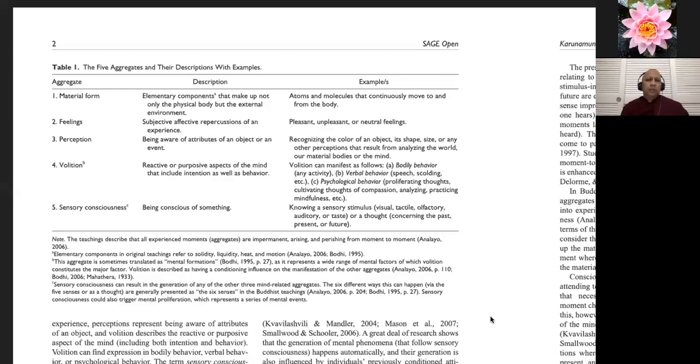Our material form, our physical body, continues to go through change. As a result, we experience aging. Our feelings, feeling is an aggregate, but it goes through constant change. Our perception goes through constant change. Our volition goes through constant change. At the same time, our sensory consciousness also goes through constant change. While we use the five aggregates to experience our existence, that experience in turn transforms or makes some changes in our selfhood.